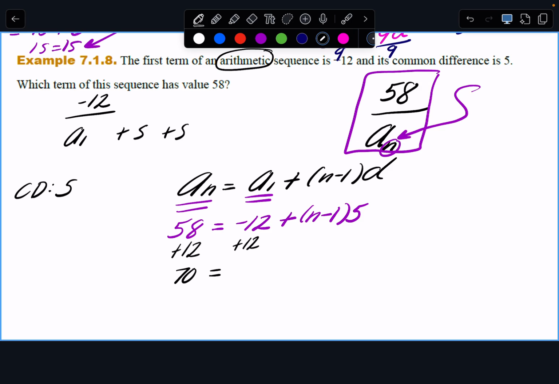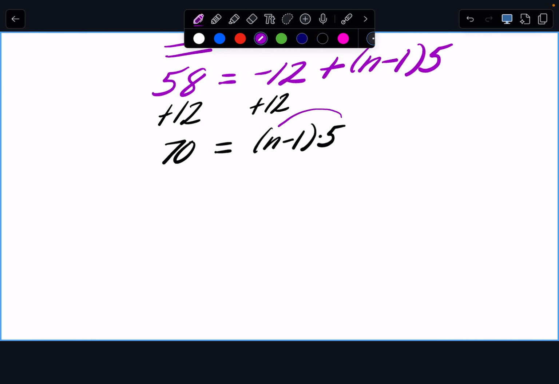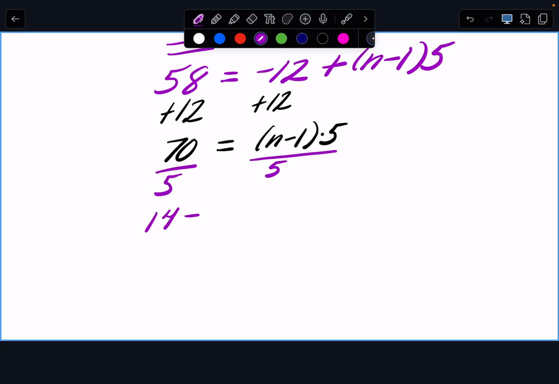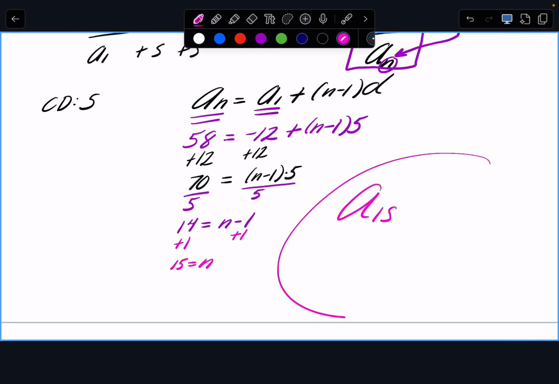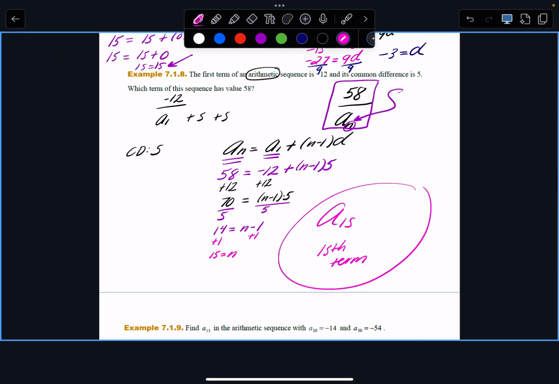70, I believe, equals n minus 1 times 5. I could distribute 5 through like this, or couldn't I just divide by 5 right here, right now? Yeah. So 14 equals n minus 1. We'll add 1. 15 equals n. Now we know it was a sub 15, the 15th term. So that one was also quite easy. We just plugged in what we knew, and there's only one unknown.